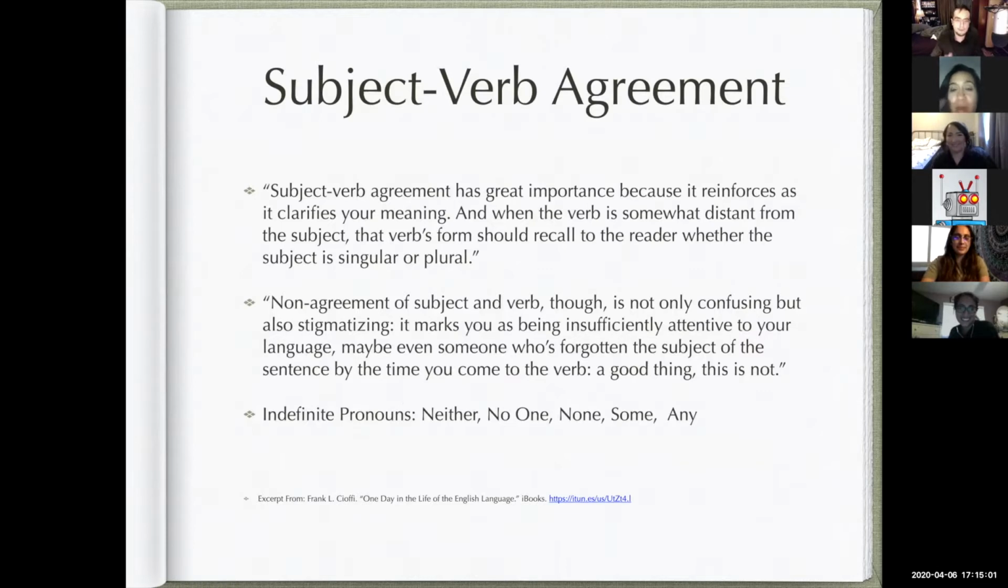Then you have subject-verb agreement. Subject-verb agreement has great importance because it reinforces and clarifies your meaning. And when the verb is somewhat distant from the subject, that verb's form should recall to the reader whether the subject is singular or plural. Non-agreement of subject and verb, though, is not only confusing, it's stigmatizing, and it marks you as being insufficiently attentive to your language. Maybe someone who's even forgotten the subject of the sentence by the time you've come to the verb. A good thing this is not. And this is going to be more in depth as we go into Coffee Chapter 1 and 2 when you start reading that on Wednesday.